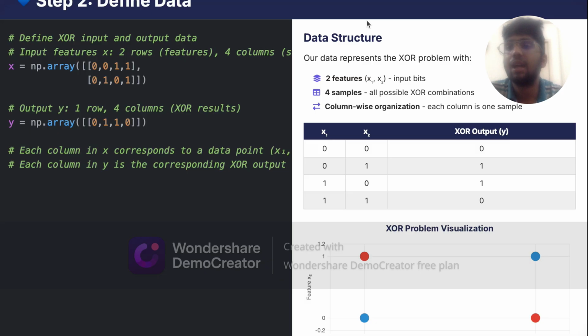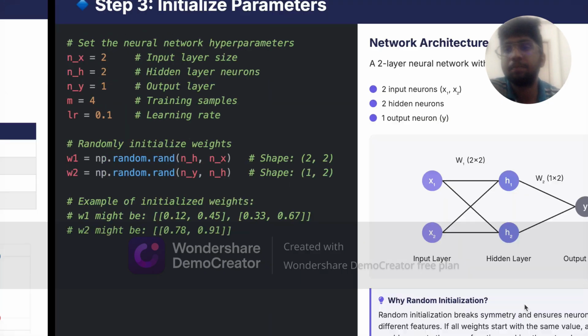Next is the definition of data. First, we define the input as x and the output as y. The input is going to be two rows and four columns, and the output is one row and four columns. As we can see in this graph, we can't linearly separate the data with a single line. That's why we use an MLP instead of a perceptron.